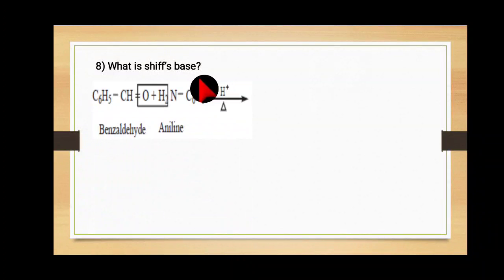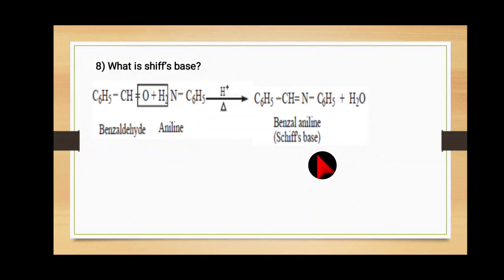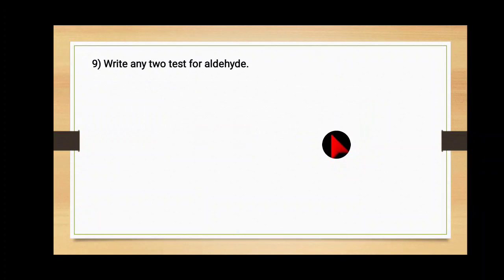Now, let us see the equation. Benzaldehyde with aniline; the primary amine is aniline. It undergoes heating. The aromatic aldehyde reacts with the primary amine in the presence of acid, as well as heating. Acid means donating H plus. So a water molecule is removed, and then we get the product benzyl aniline. That is called Schiff's base.